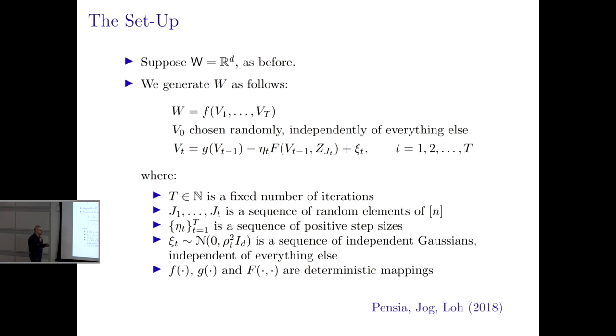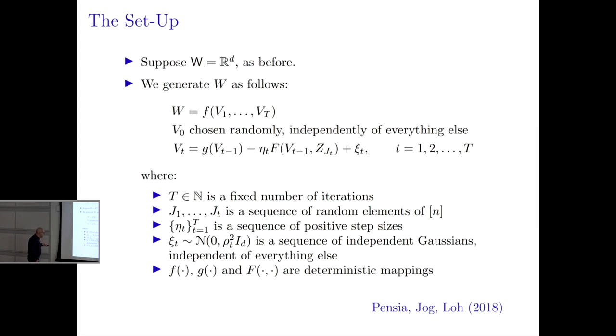So let's once again step back and see what's going on. This is an algorithm that consists of two stages. First, there's some iteration that goes on for capital T steps. And this is going to generate a path, a collection of vectors in R^d. Then we're going to take that collection, and we're going to post-process it. And our final hypothesis is going to be some function of the trajectory generated by this algorithm.